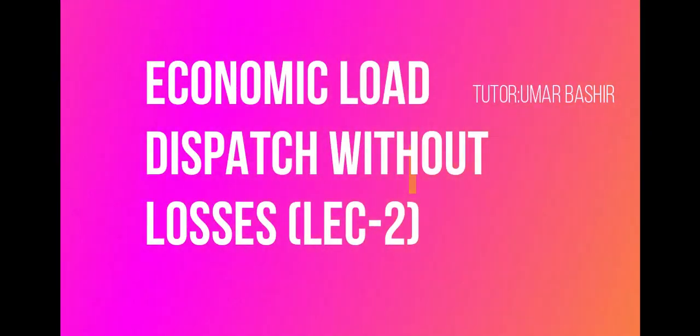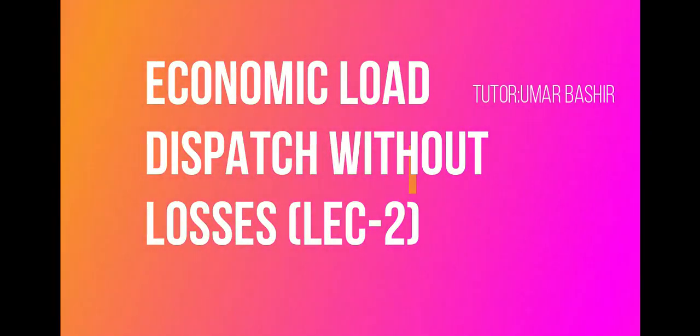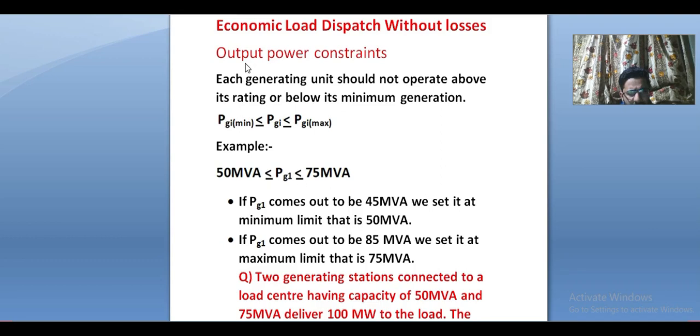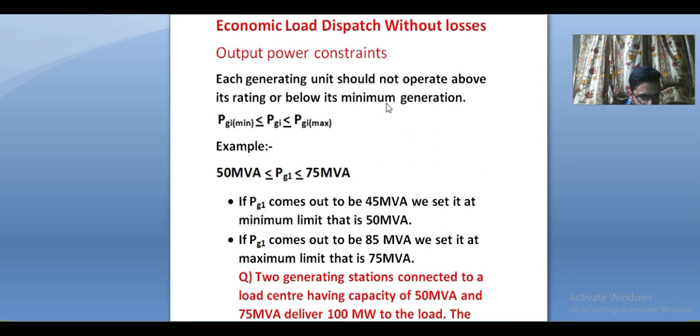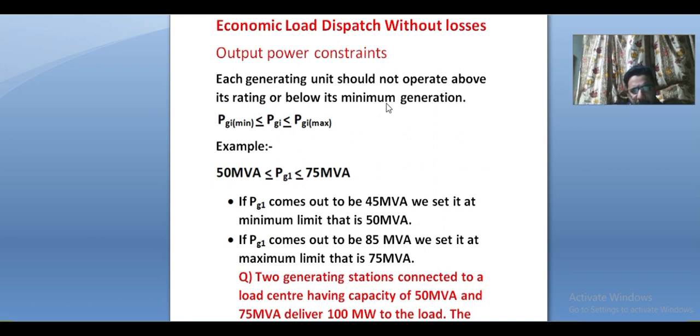We will continue our previous lecture on economical load dispatch without losses. Now we will discuss output power constraints. Actually, these are the generating constraints. In numerical problems, it is generally given that the minimum limit of the generator is this and the maximum is this. Now let's take one example.